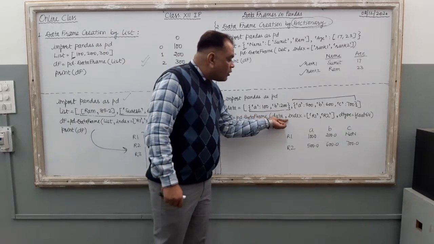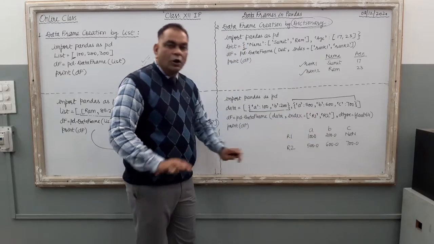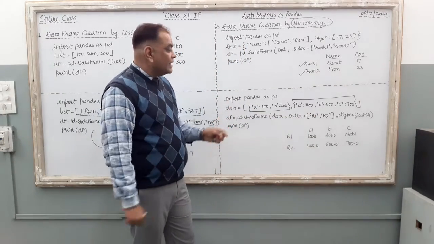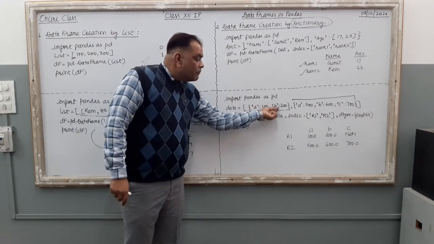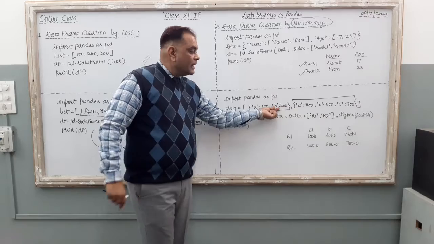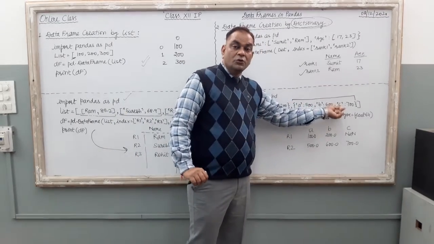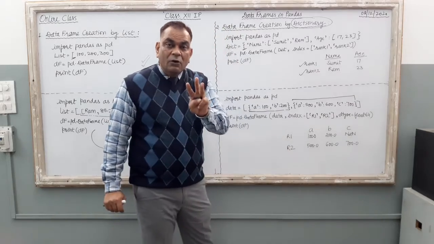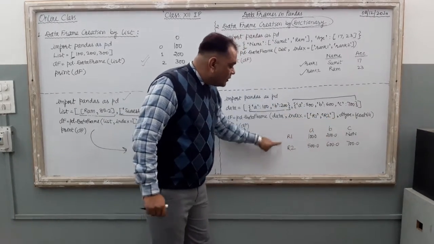pd.DataFrame equal to data comma index r1 r2. So r1 and r2 over here. कॉलम देने की जरूरत नहीं, बिकॉज डिक्शनरी दे. तो कॉलम कौन से उठाएगा कंप्यूटर? डिक्शनरी में जो कीज है ए बी, पहले दो कॉलम ए बी बन गए, फिर कंप्यूटर उधर जाएगा, ए बी बना चुका, सी और बना देगा. So three columns are there now in this data frame, A, B, C. Three different columns with R1 and R2.